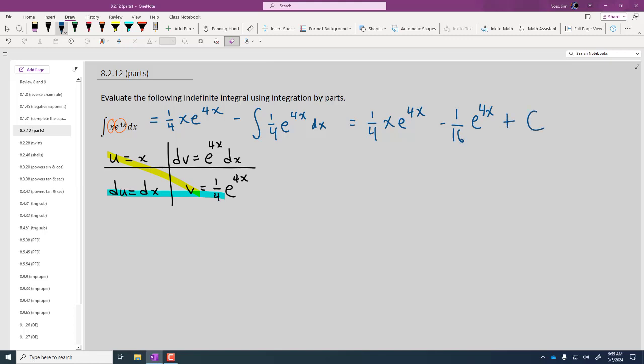What if you have to do 3 parts? Then you would do 3 parts, one after the other. So if the power on the x were a 2, so if it was x squared, the first integration by parts would leave us with an integral that looks like that, and then we'd have to do integration by parts on that to get what we just did here. If the power on x were a 3, we'd have to do integration by parts 3 times.